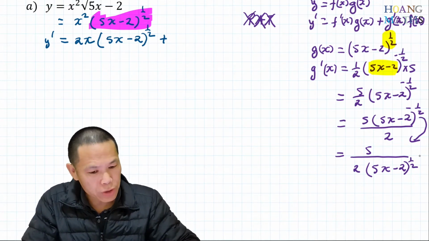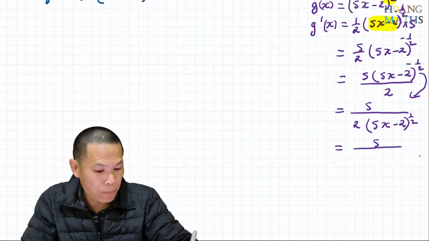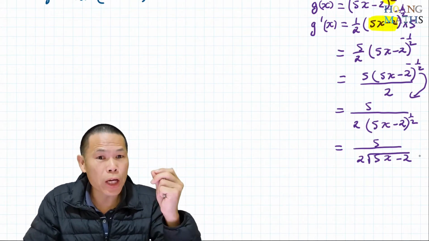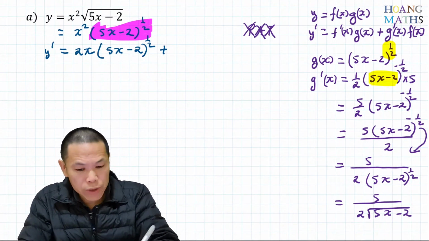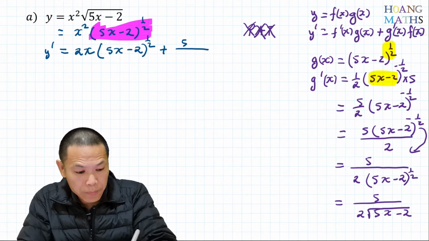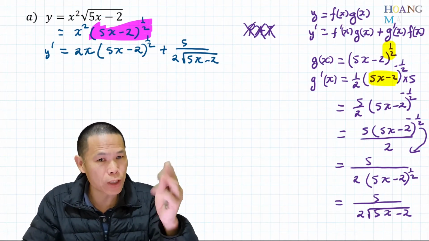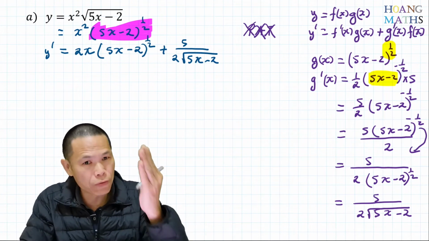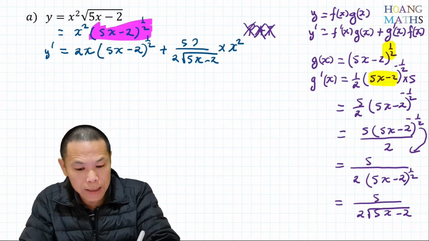But don't forget, power of a half is square root. Keep that in mind. So this will give me 5 over 2 square root of 5x minus 2. There you go, so the derivative of the second function gives me 5 over 2 square root of 5x minus 2. Don't forget, now that we have differentiated the second function, we need to times by the first function, which is x squared. So we times by x squared, and that is exactly the same as 5x squared.